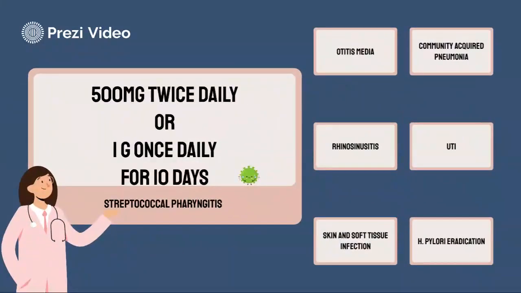Now for indications and dosing, amoxicillin is one of the most commonly used antibiotics in the primary care setting. It is an aminopenicillin created by adding an extra amino group to penicillin to battle antibiotic resistance. Amoxicillin covers a wide variety of gram-positive bacteria with some added gram-negative coverage compared to penicillin. So the first indication we have is streptococcal pharyngitis. You may use 500 milligrams twice daily or 1 gram once daily for 10 days.